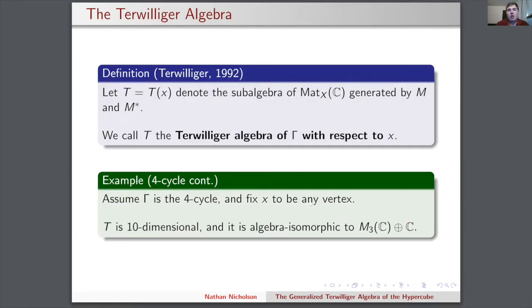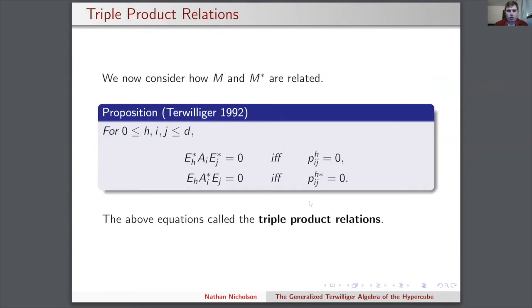We're going to define an object here that's going to be pretty important to what we're talking about. So the Terwilliger algebra, denoted T, is going to be the subalgebra of Mat_X generated by M and M star, right? So in our example with gamma, where again we just fix any vertex to be x, it turns out that T, our Terwilliger algebra, is 10-dimensional, and it is algebra isomorphic to M3, just your set of 3x3 matrices, direct sum C. This proposition by Terwilliger shows how M and M star are related.